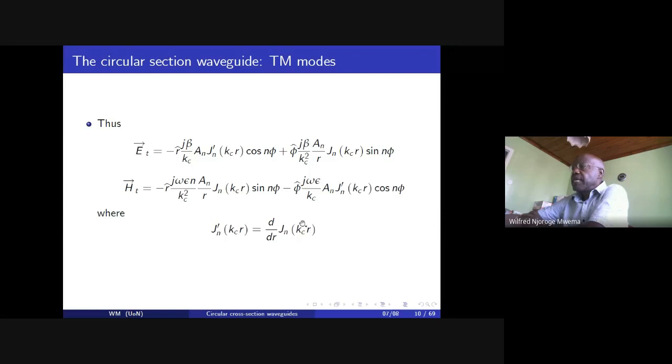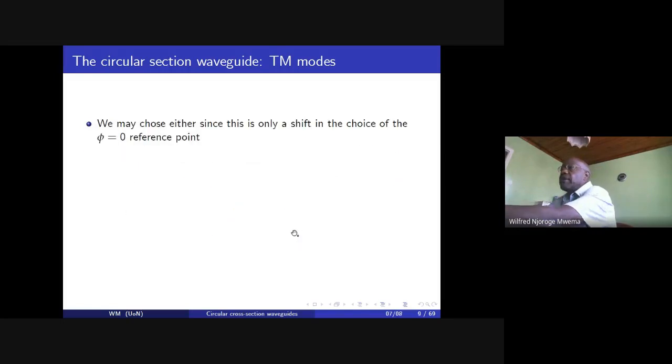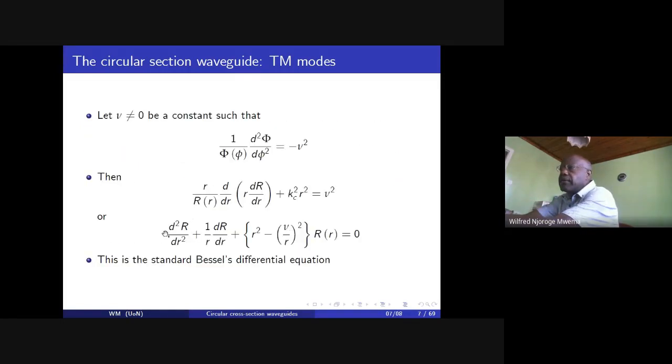Remember, Jn of Kc r is a solution to this equation that we have here. That is a solution of this equation, okay? And is called a Bessel function of the first kind.